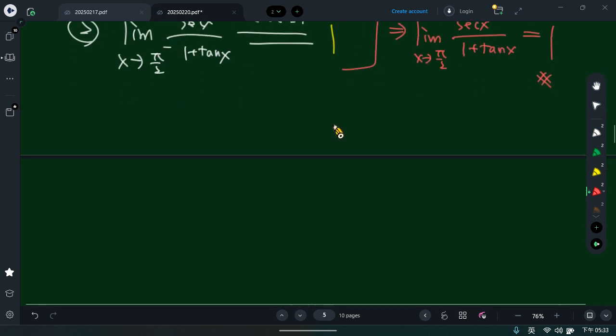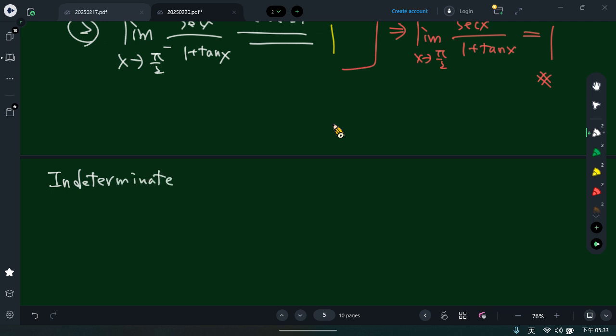Okay, so let's continue. Sometimes we also encounter another indeterminate power. So what is an indeterminate power? That is about 1 to the power of infinity, or 0 to the 0, and also infinity to the power of 0.